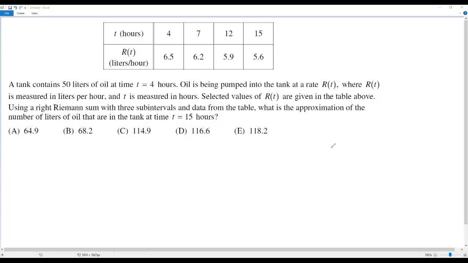Here we have an AP Calculus BC problem. Okay, let's go to the question. A tank contains 50 liters of oil at time t equals 4 hours.